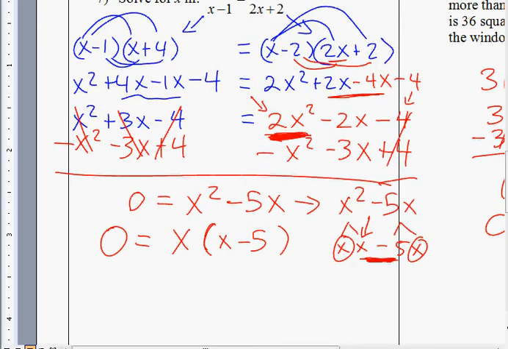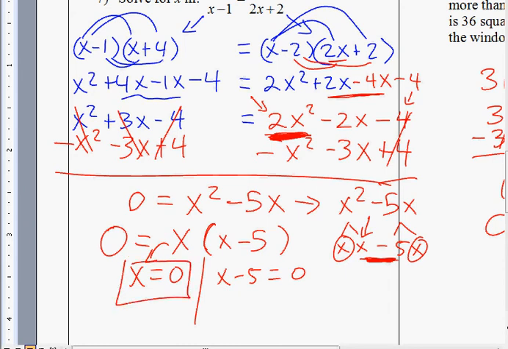Alright, so the factors are x times x minus 5. Set the factors equal to 0. So I'm going to set x equal to 0. Set x minus 5 equal to 0. And we have two answers, x equals 0 and x equals positive 5.